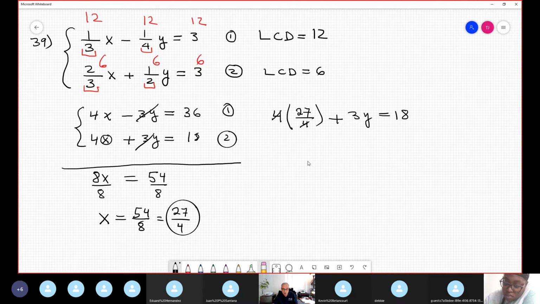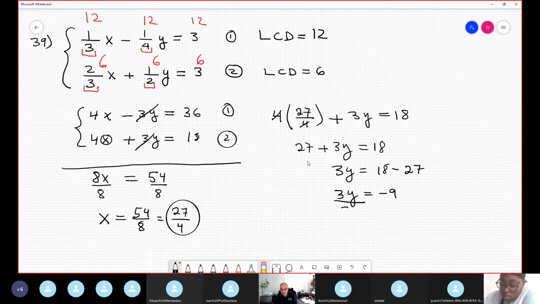This 4 is cancelled. I take advantage of this. This is 27 plus 3y equal 18. 3y is equal to 18 minus 27. Okay, it's 9, no? Let me check it out just in case. Minus 18. Yeah, it's 9. So 3y is equal to negative 9, divided by 3 on both sides, negative 3. And the solution is weird. It's 27 over 4, comma, minus 3. Okay, the option A.